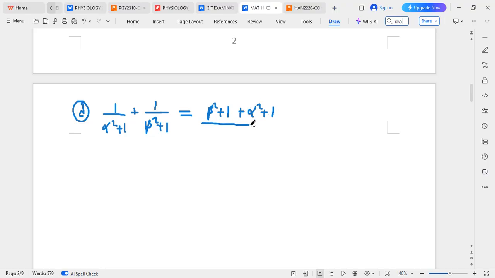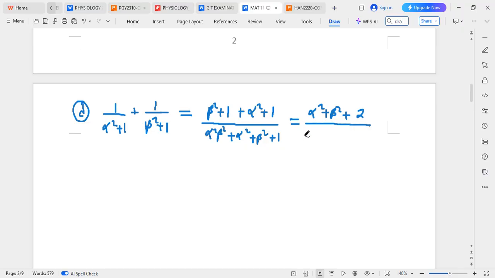And then multiply the two denominators. Okay, so alpha squared times beta squared, that will be alpha squared beta squared. Alpha squared times 1, that is going to be alpha squared. 1 times beta squared, that is going to be beta squared. 1 times 1, that is a 1. So on top, arrange the like terms together. You are going to have alpha squared plus beta squared. 1 plus 1 is a 2.